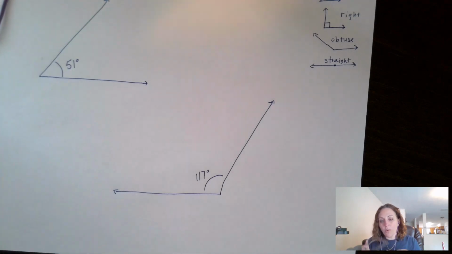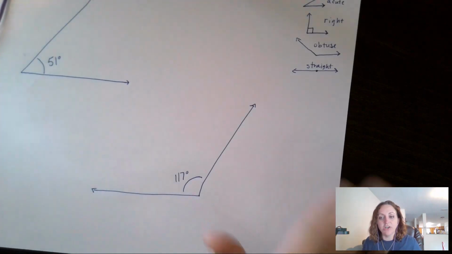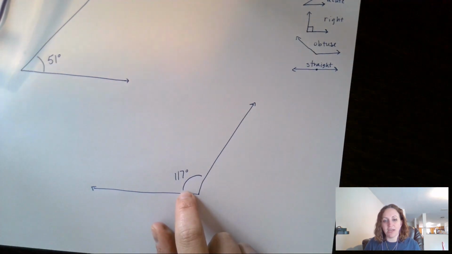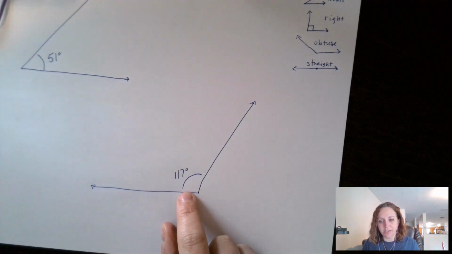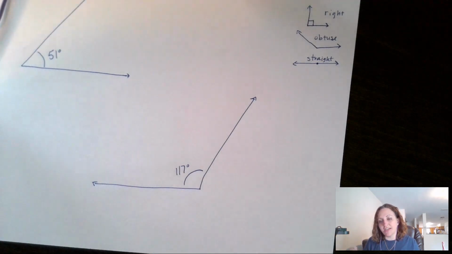And always think, does my answer make sense? Don't just give an answer. Think if your answer makes sense, because if I said that this was a 65-degree angle, that doesn't make sense. This is an obtuse angle. It has to be bigger than 90. 65 is not bigger than 90, so that doesn't make sense. All right, so always think, does my answer make sense?